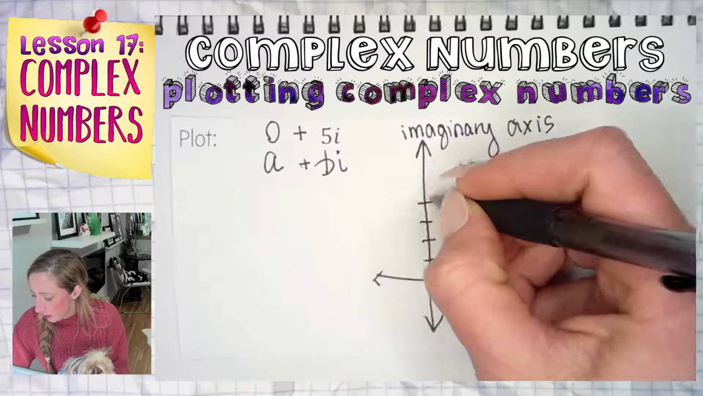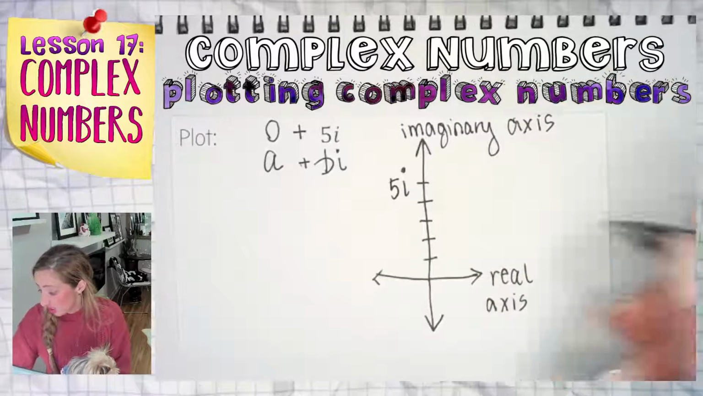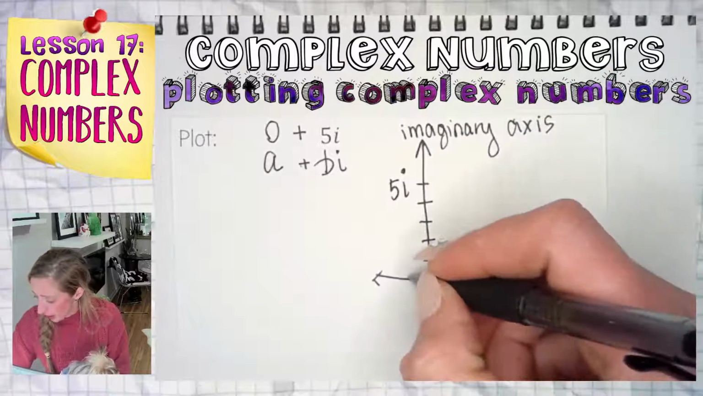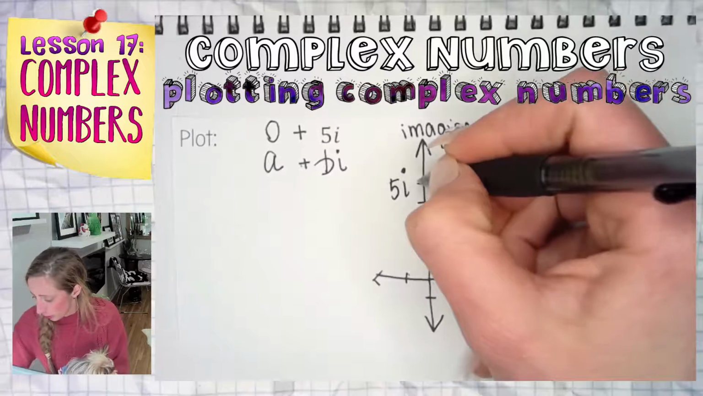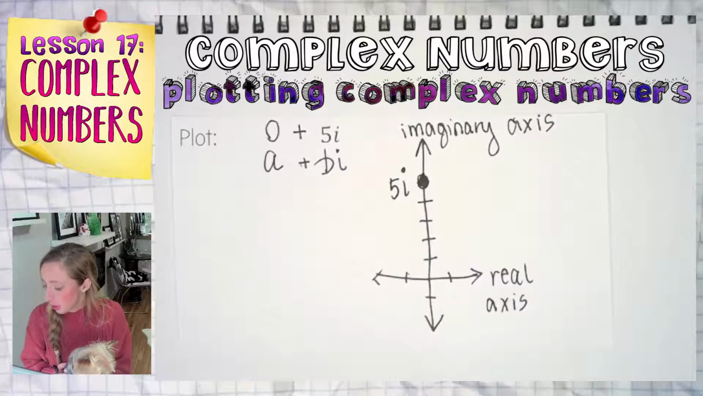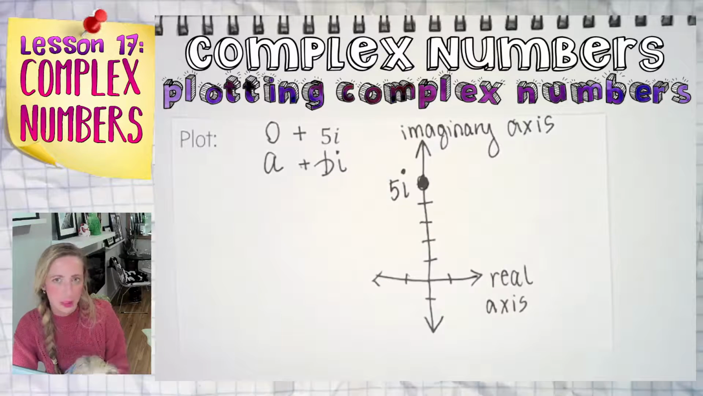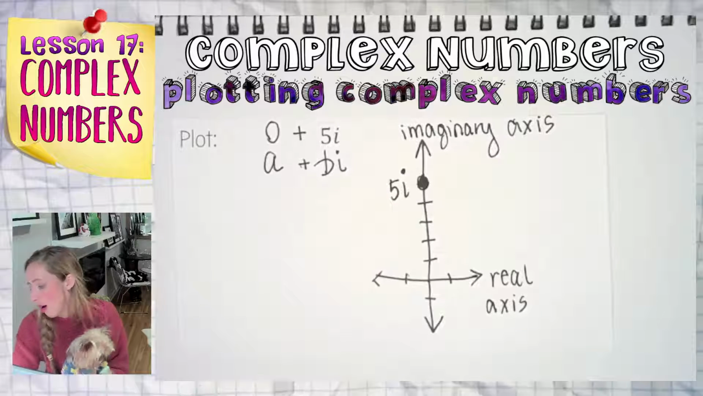1, 2, 3, 4, and there we have 5i. And that's all we need to really worry about right now, okay? So could you add more tick marks? Sure, go crazy. But that right there, that's all we need, okay? So that was just one little extra example, and we're going to go ahead and move into some absolute value of complex numbers next.